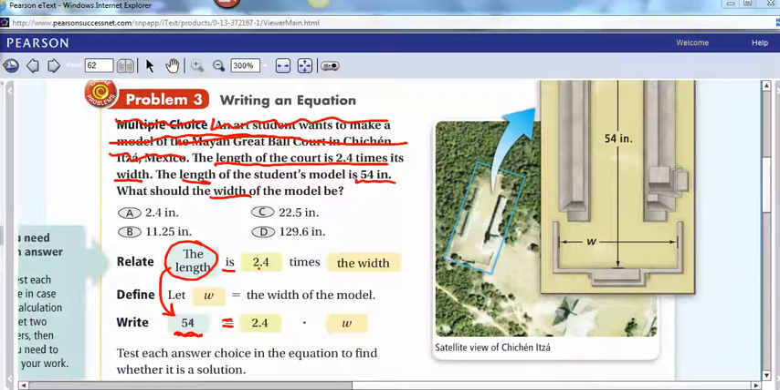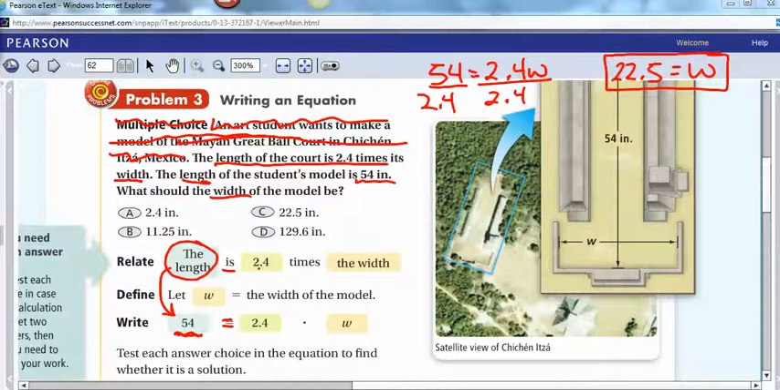And then how would you solve that? Yeah, because to us it looks like this. 54 equals 2.4 W. So divide each side by 2.4. And in your little blue thing on your desk, what do you get? What is it? 22.5. 22.5 equals W.